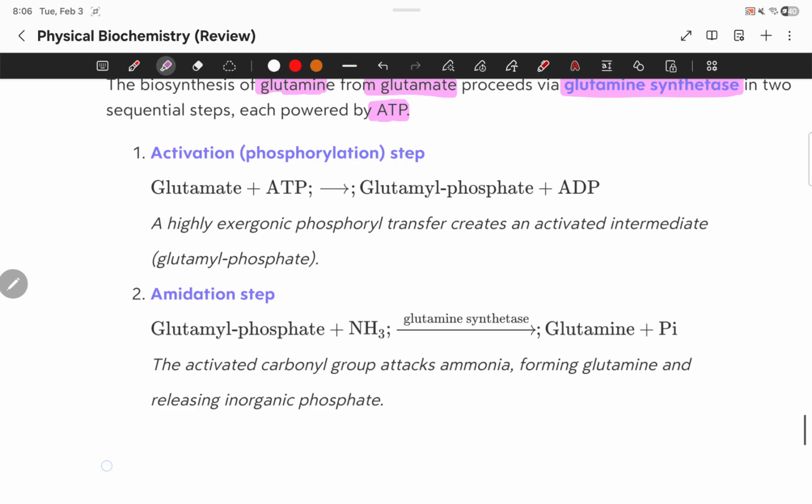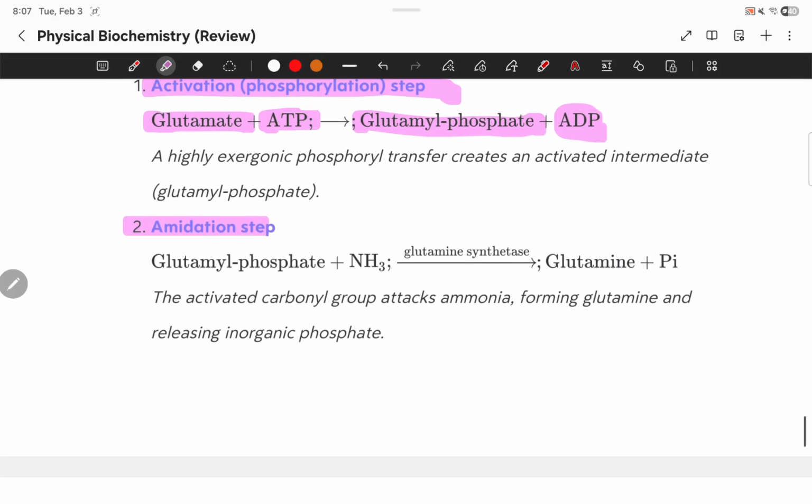We have first an activation or phosphorylation step, and then we have an amidation step. In the phosphorylation step, glutamate combines with ATP, giving us glutamyl phosphate plus ADP. Okay, it's a highly exergonic phosphoryl transfer. It's an activated intermediate known as glutamyl phosphate.